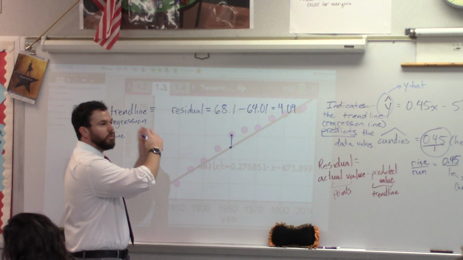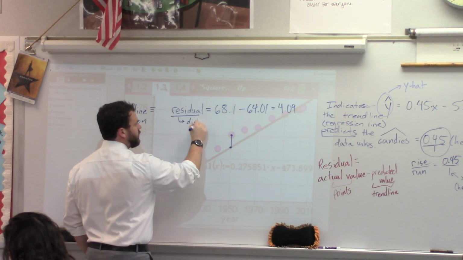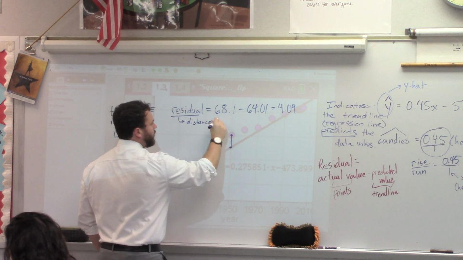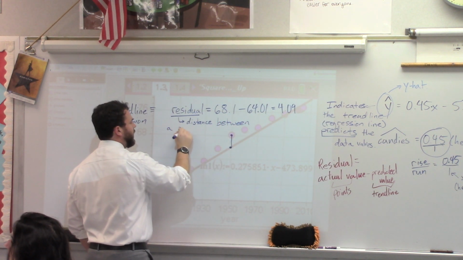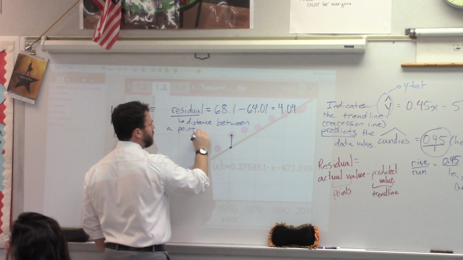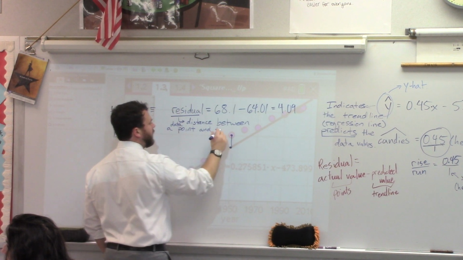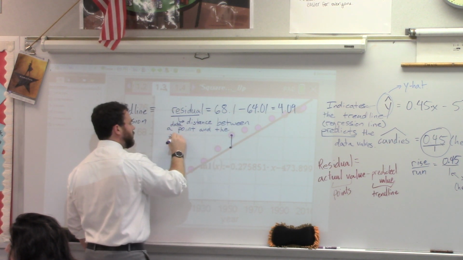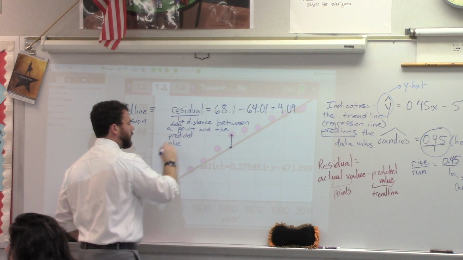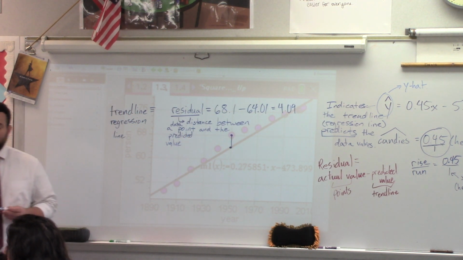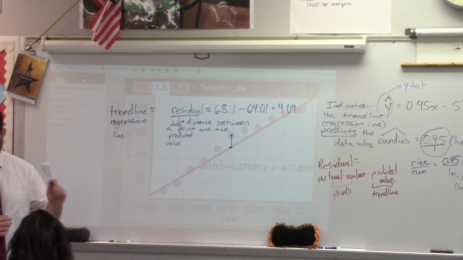What you have is a way to calculate the residual, but what is a residual? It's just the distance between a data point and the predicted value. So between a data point and the predicted value. I'm going to come back to this in a second, but this ties into numbers 3 and 4.